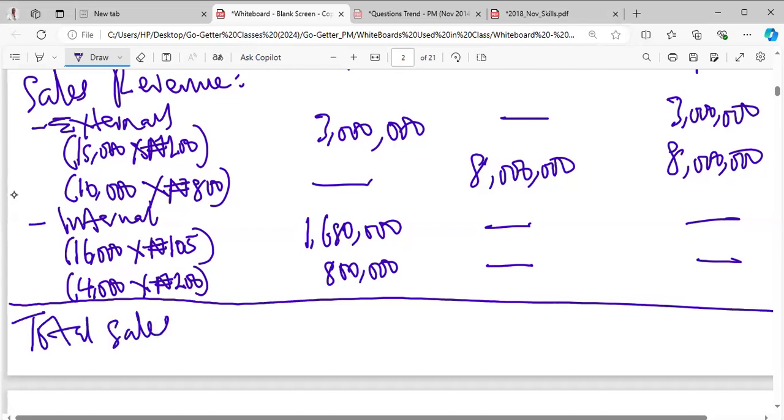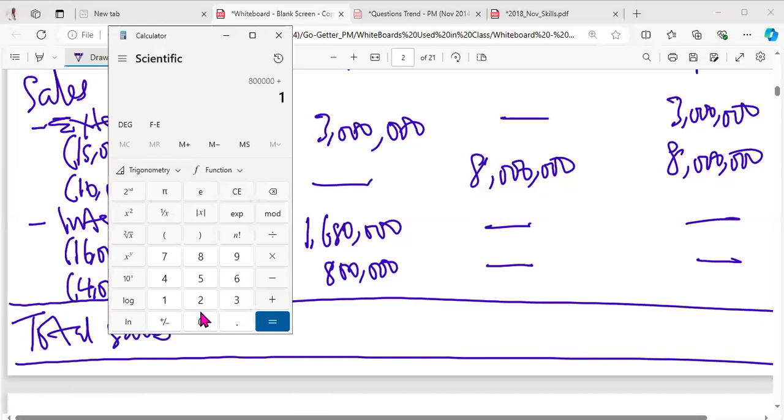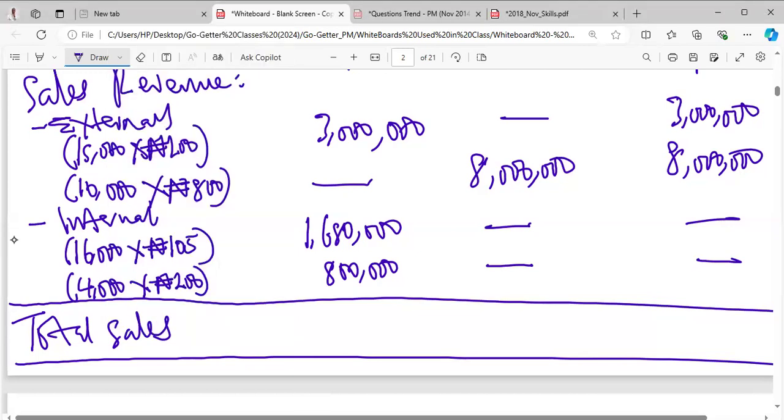So we are going to get our total sales. Let me add them here. This 800,000, 1,680,000 plus 3 million gives 5,480,000. This is 8 million as before. And this is 11 as before.